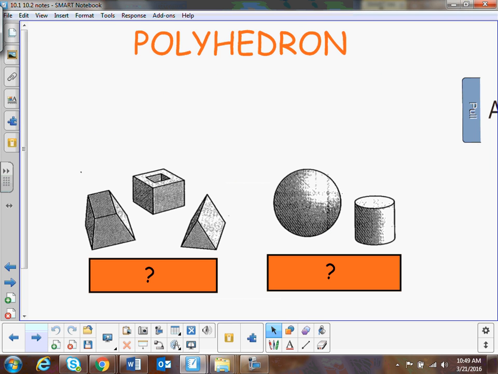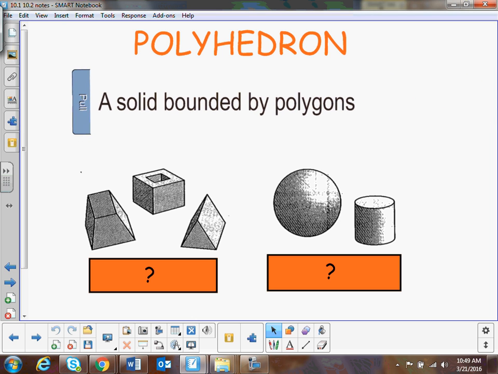Definition of a polyhedron. A polyhedron is a solid bounded by polygons. I think I mentioned this a little bit when we did surface area. Okay, so if it sounds familiar, then that's why. We talked about it during surface area.